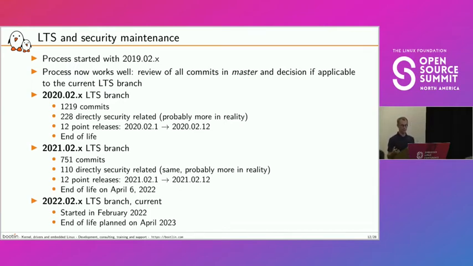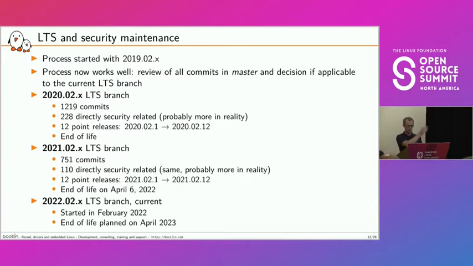The way it works is that we have one of the maintainers of the project reviewing all the commits that go into the master branch and deciding whether that commit is applicable to the LTS branch. Whether it's applicable is mainly related to whether it's a security fix or a bug fix. So that's really the two main criteria. And if that's the case, then that commit is going to be backported. So there's a fairly significant effort going on to review all those commits and decide which ones can or should go into the LTS branch.